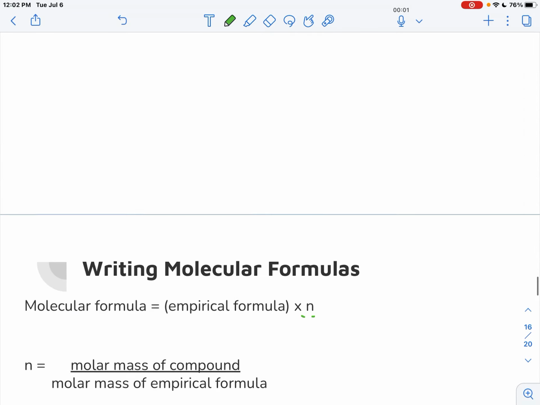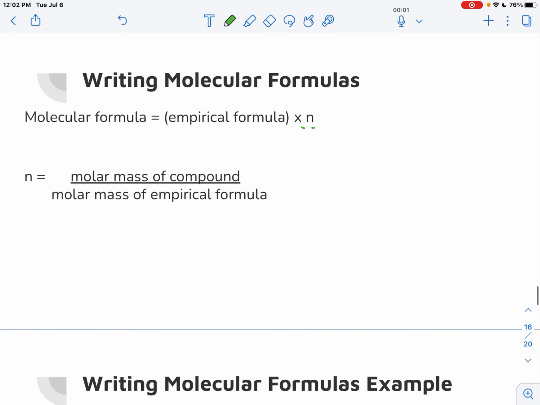So the next one is going the other way. If you are given the empirical formula, how would you get the molecular formula? Well, you have to be given two things. You're going to be given the empirical formula and the molar mass of the whole compound, also sometimes called the molecular mass because it's the molar mass of a molecule.